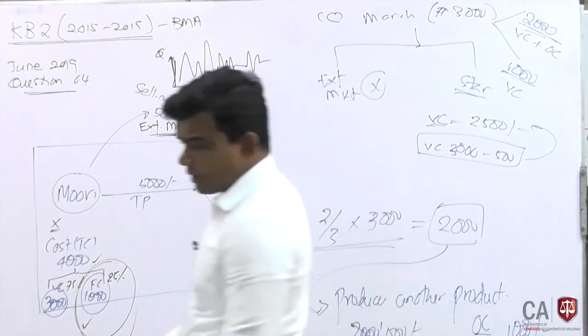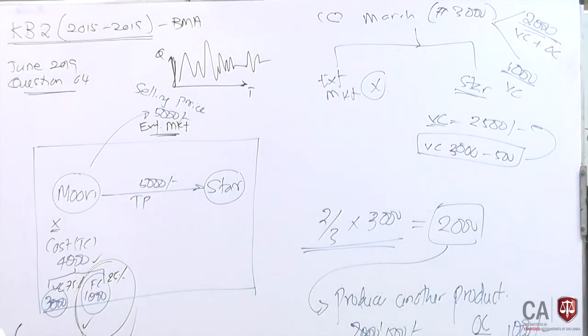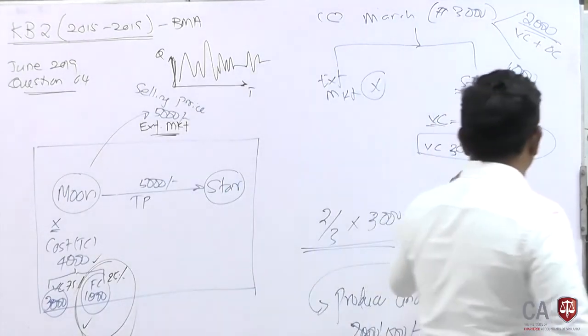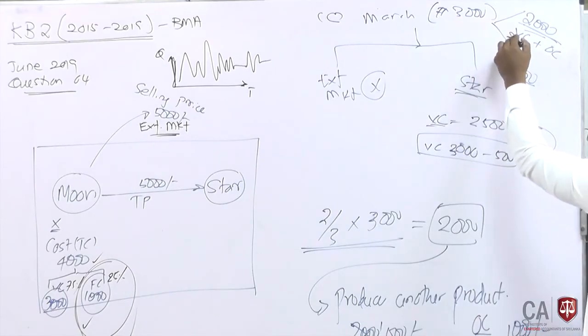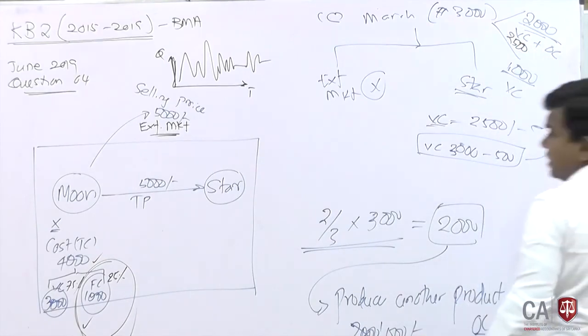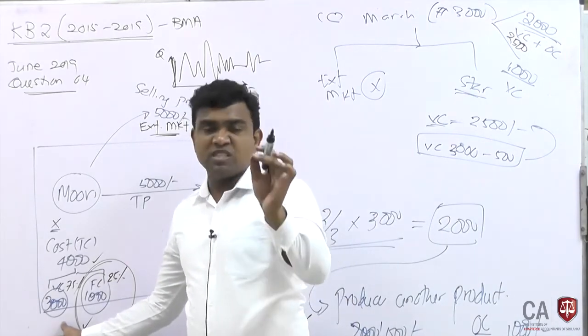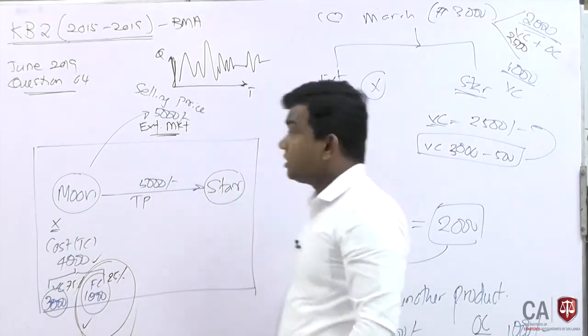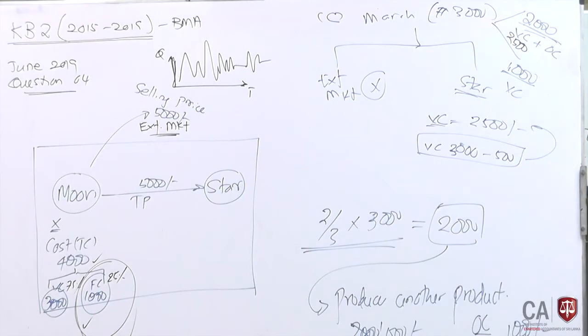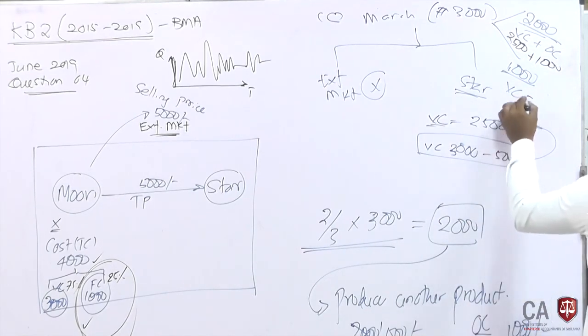When it comes to the variable cost and opportunity cost figures, the variable cost, since it is an internal transfer, should be 2500, not 3000, since you have a packaging cost. I missed that in the previous explanation, right? Therefore, variable cost will be 2500. The opportunity cost here, 1000, is what you can generate by producing another product.